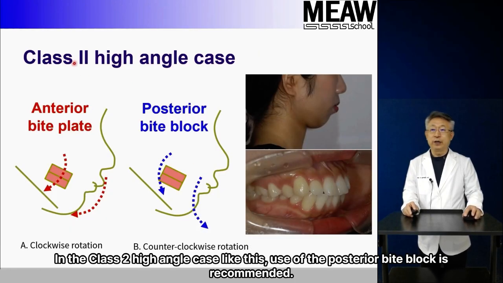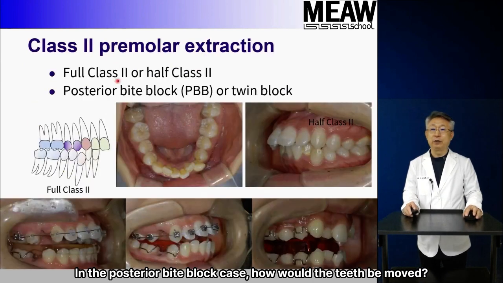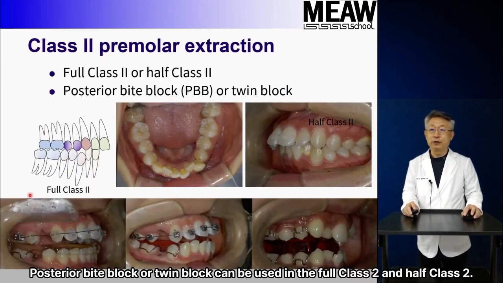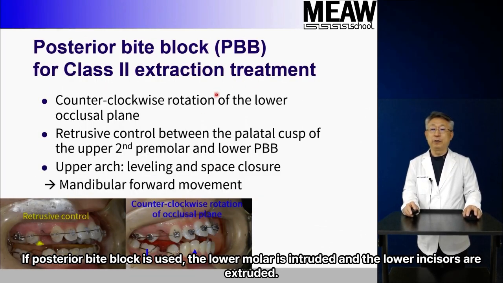In the Class 2 high-angle case like this, use of the posterior bite block is recommended. In the posterior bite block case, how would the teeth be moved? Posterior bite block or twin block can be used in the full Class 2 and half Class 2. If posterior bite block is used, the lower molar is intruded and the lower incisors are extruded.